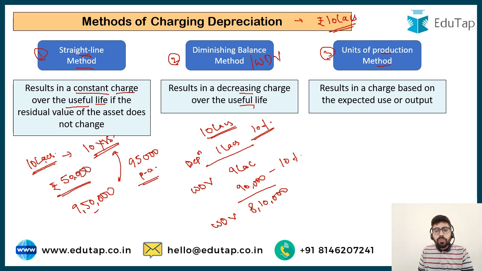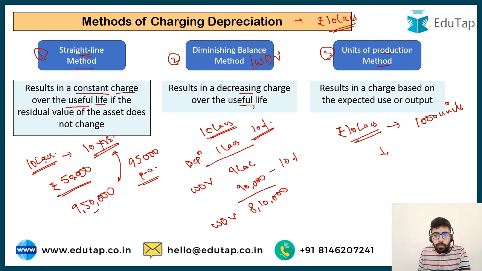Then is the unit of production method. Okay, the unit of production method. You have got this machinery for 10 lakh, and this machinery is capable of producing 1000 units. In the first year you produced 200 units out of it. So in the first year the depreciation charge should be on the 20% of the units you have produced. So 10 lakh ka 20% you would charge in the depreciation, that is 2 lakh is going to be depreciation.